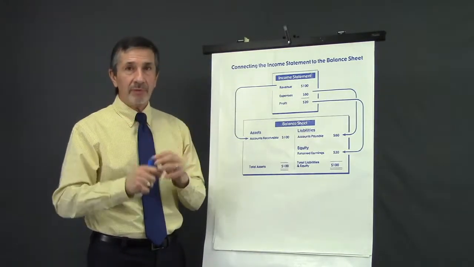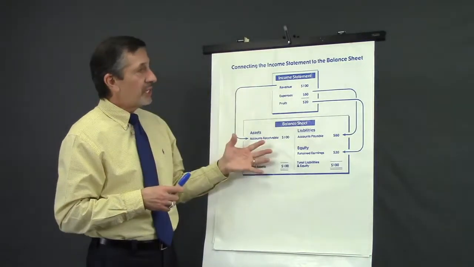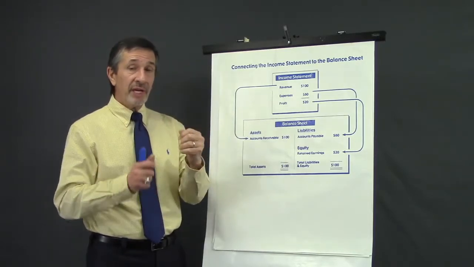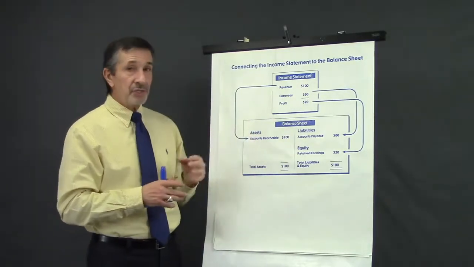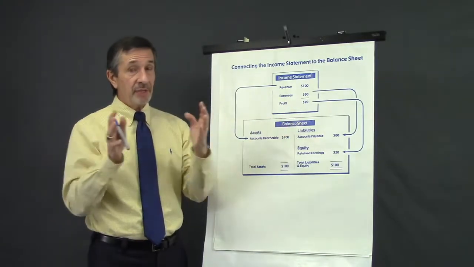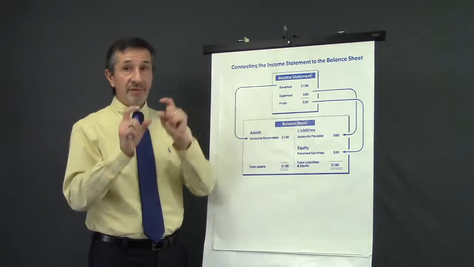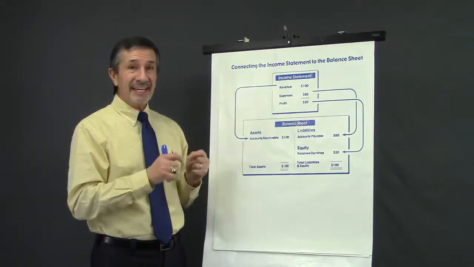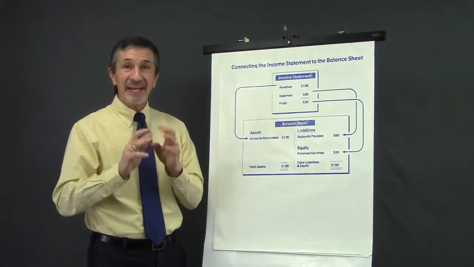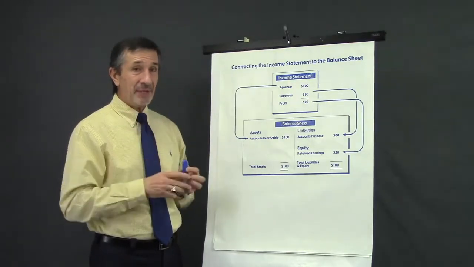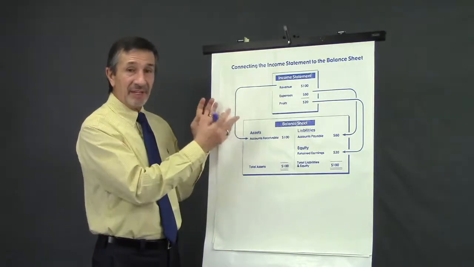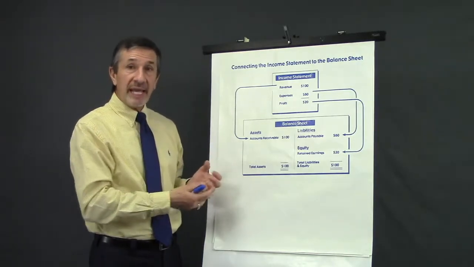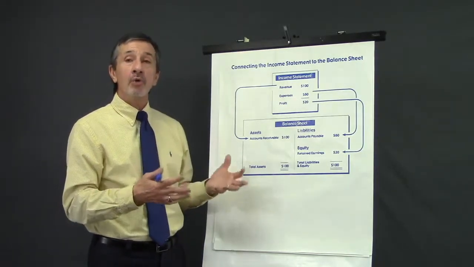So, quick review. Remember that the balance sheet and the income statement are interrelated. An income statement is over a period of time and shows profitability. A balance sheet is as of a point in time and shows overall financial health. Assets equals liabilities plus equity. Assets, everything that a company owns. Liabilities, everything that an organization owes. And equity, everything that the company owns free and clear.